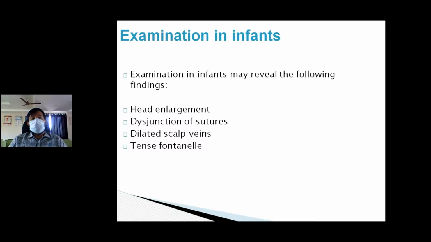Examination in infants may reveal the following findings. The patient will have head enlargement. In Dandy-Walker malformation, we observed that the patient has a bulging occiput, but in infants, the whole head will be enlarged with disjunction of the sutures due to excess increase in intracranial pressure, causing diastasis of the sutures up to the age of 12 years. The patient will have dilated scalp veins and tense fontanelle. So in infants, these are the most common findings.